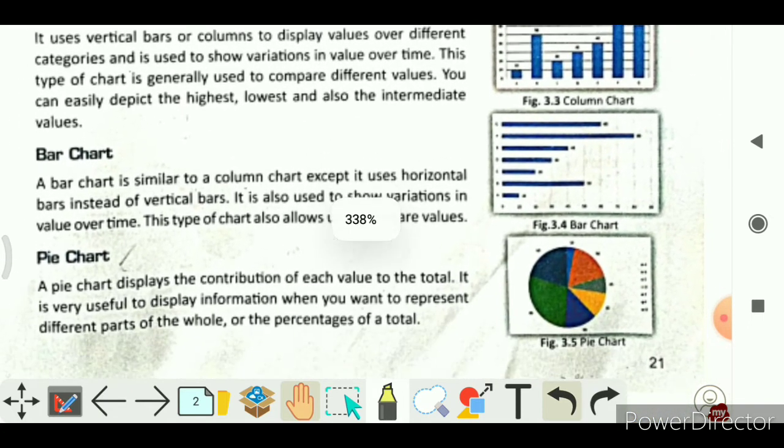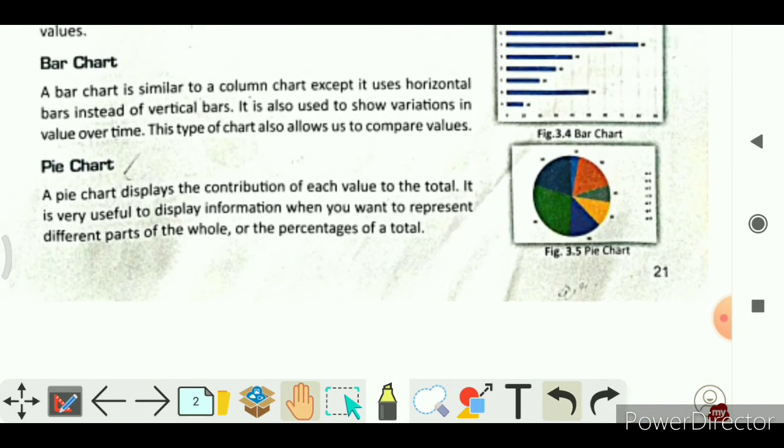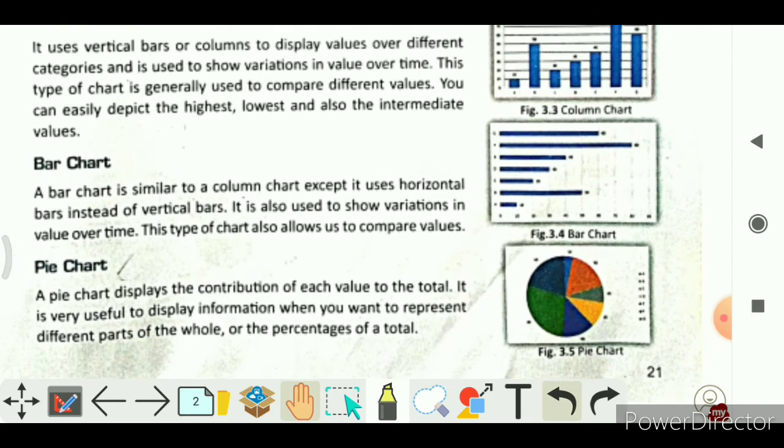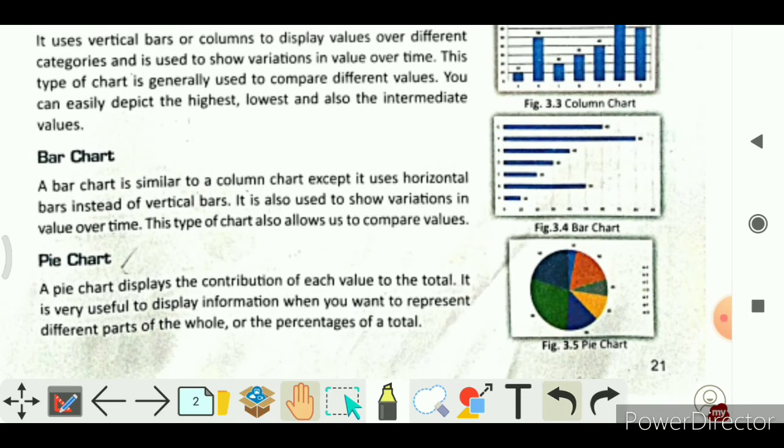So the bar chart and the column chart are the same, but the values are represented on different axes. In the column chart values are shown vertically, while in the bar chart values are shown horizontally, right?